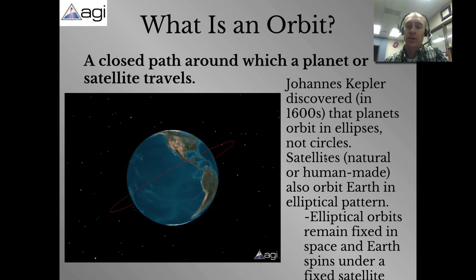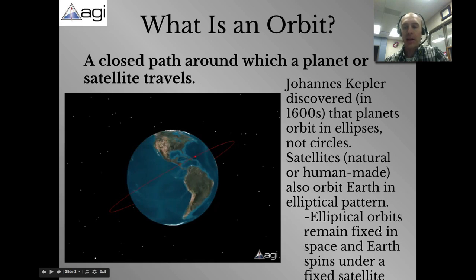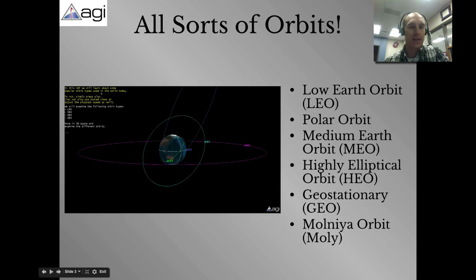You need to note also satellites, which are either natural or human-made. Natural meaning like asteroids, things like that. They also orbit Earth in elliptical patterns, along with planets. And elliptical orbits remain fixed in space, and Earth spins under that fixed satellite. So the satellite's orbit is always this, but the Earth is spinning underneath that. And so it sort of gives the impression that the satellite is the one that's changing where it is around the Earth, but that is in fact not the case.